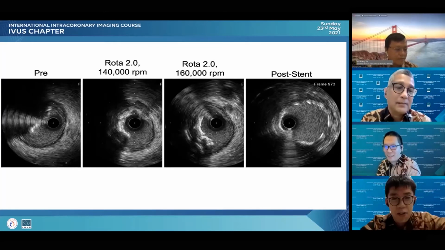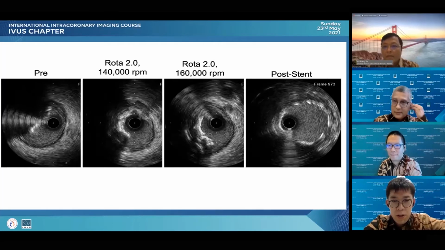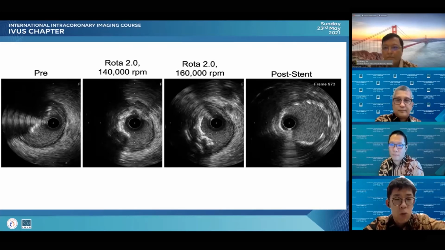This is a representative, excellent case of low speed abrasion. So I think it's a very good treatment. We always start at about 180,000 RPM, and then if the wire bias is favorable, it's confirmed. Then we try a relatively low speed, down to 140,000 RPM.